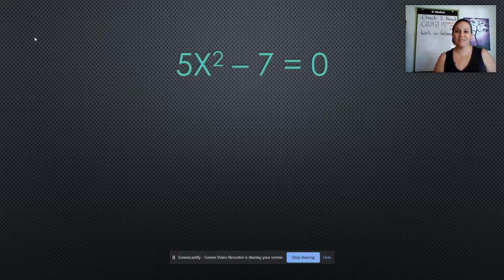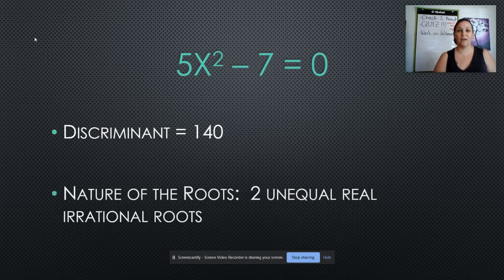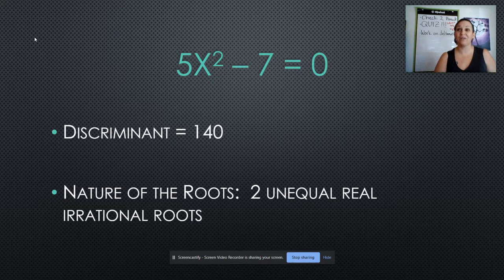Here is our third example from the first video. In this example, we found that the discriminant was 140, and we said that we had two unequal, real, irrational roots.